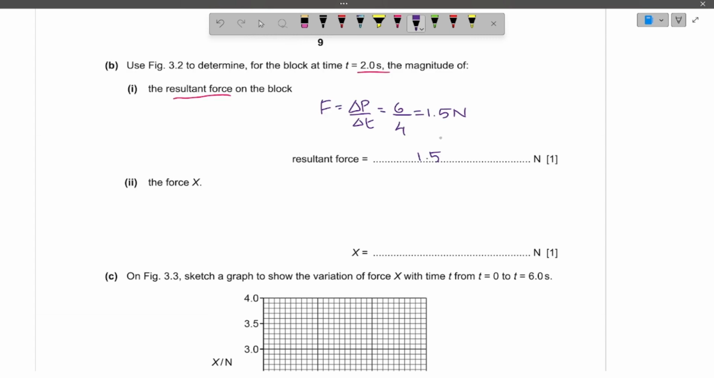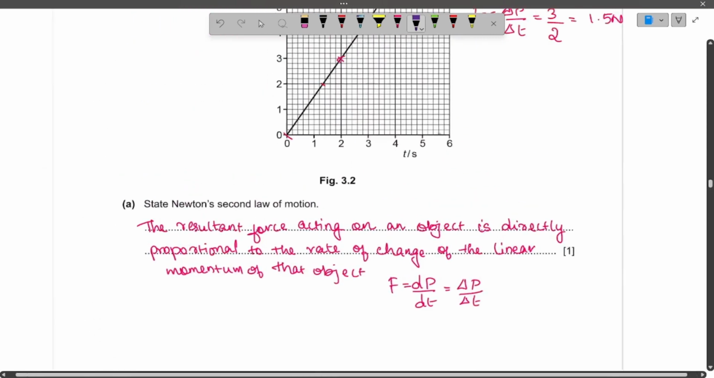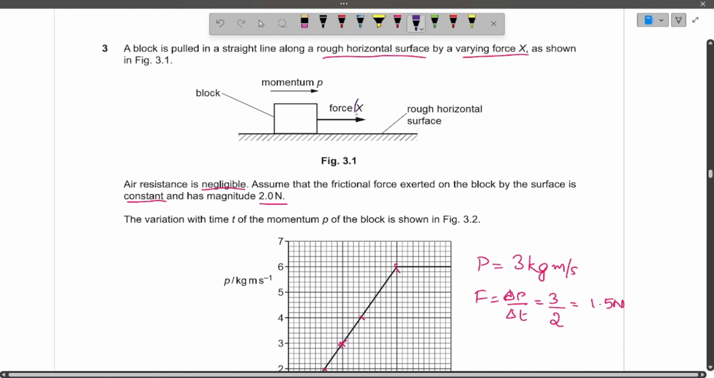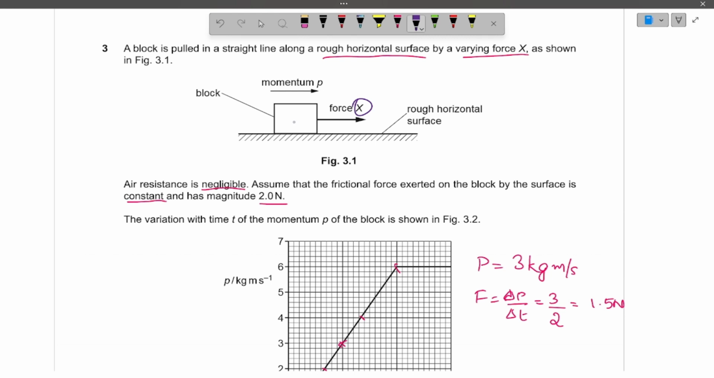But then the B part is, the force x. What does x represent? The varying force. So you're exerting force x, but there are two forces acting on it: the x force and a frictional force in the opposite direction. So the resultant force would be the sum of these two forces, right? The resultant force would be x plus the frictional force acting on the object, which has a magnitude of 2 in the opposite direction. So the force magnitude would be 2.